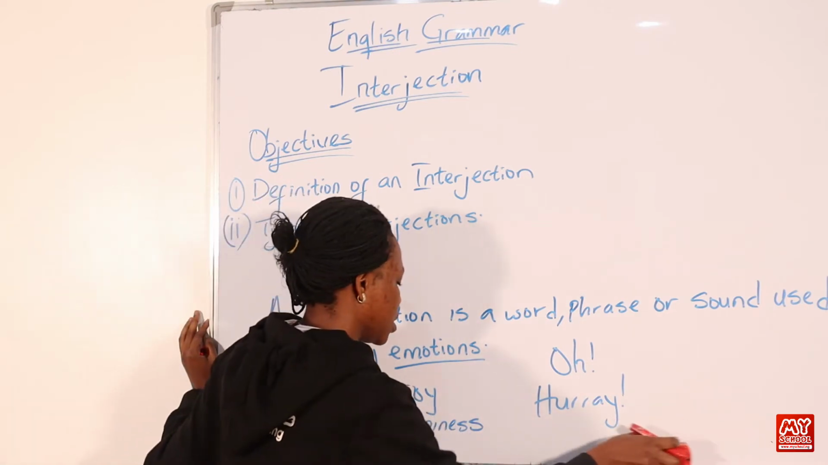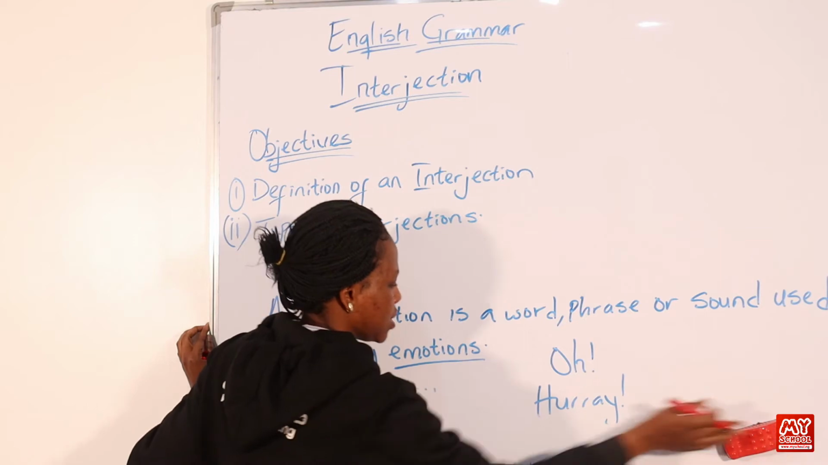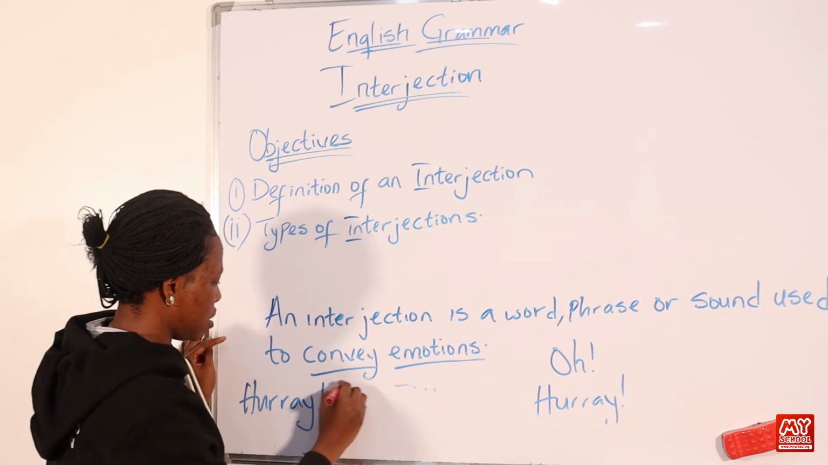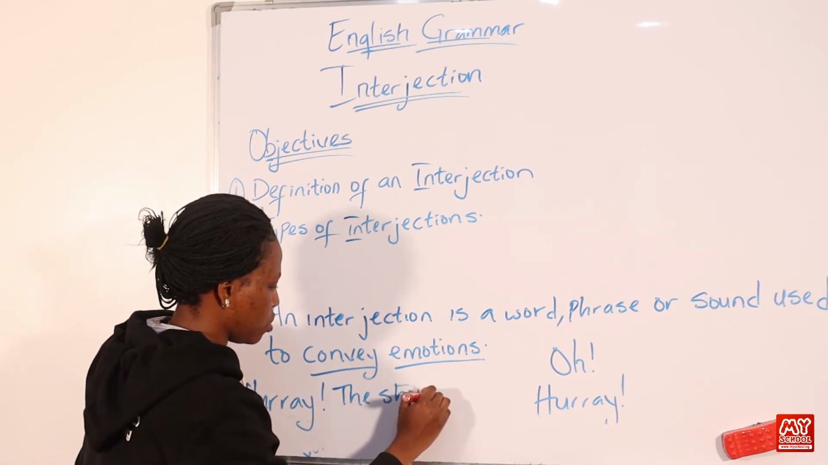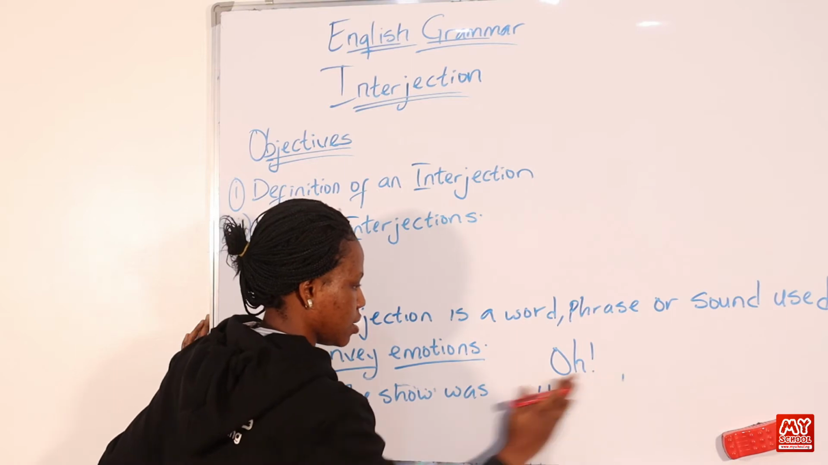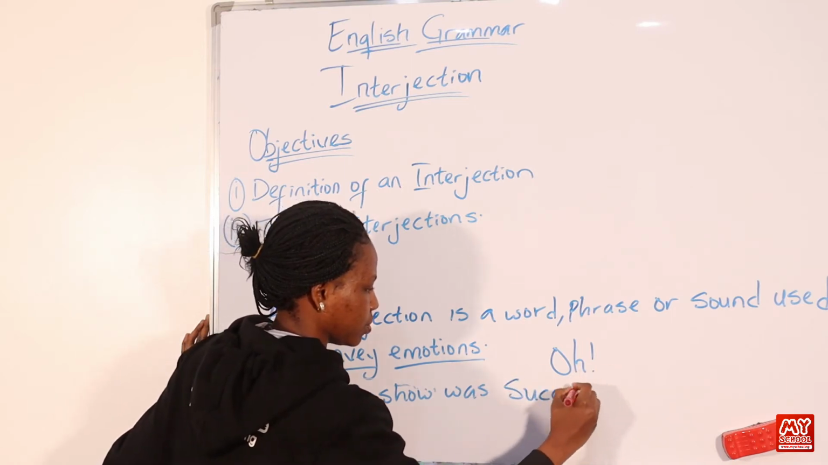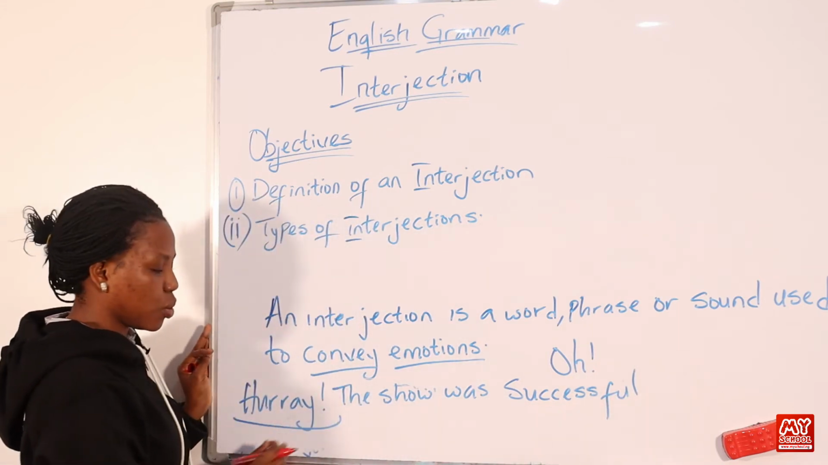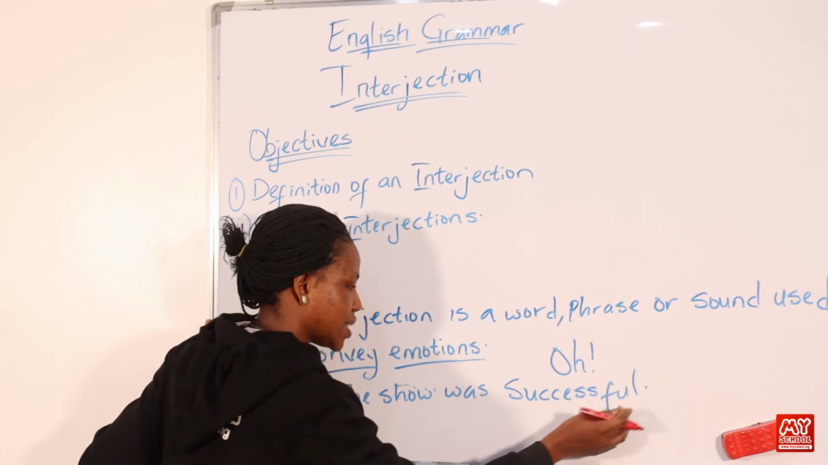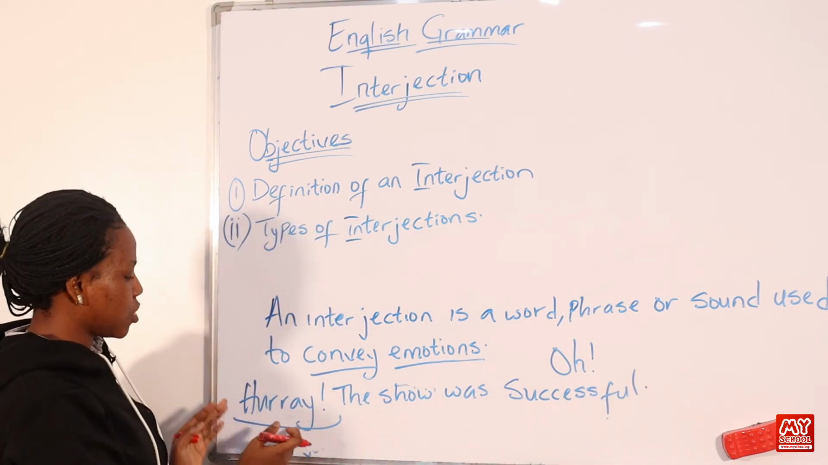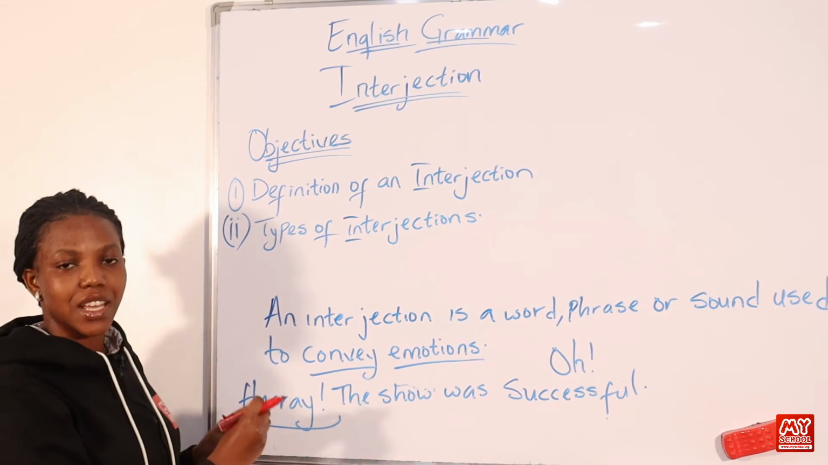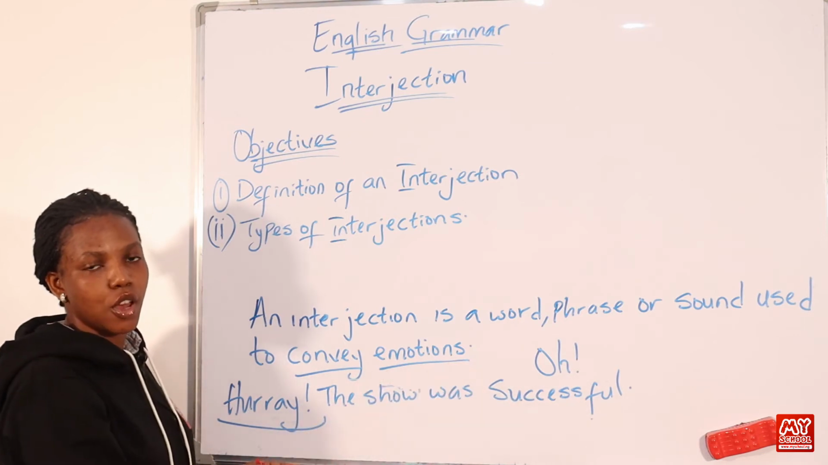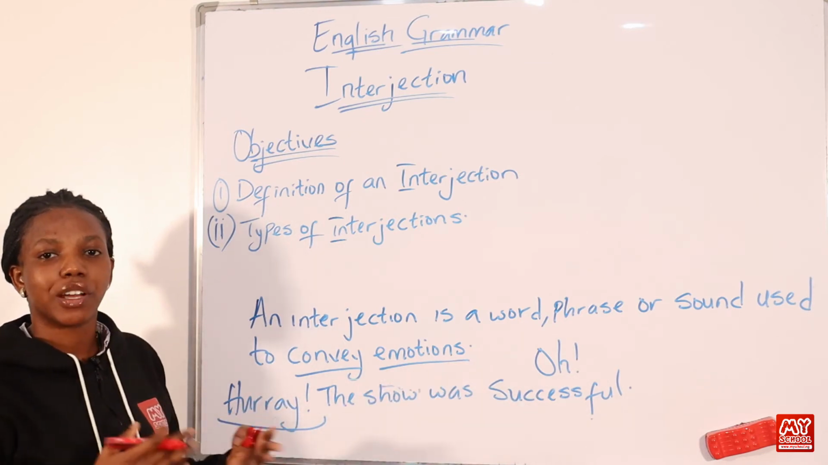Let's take for example this sentence. Let's use this. Hooray! The show was successful. Now this can stand on its own. It is not linked in any way with this sentence that follows it. So it stands on its own, and that's why we say an interjection is grammatically not linked or not related to the sentence that follows it. So they stand on their own and they have a recognized meaning.